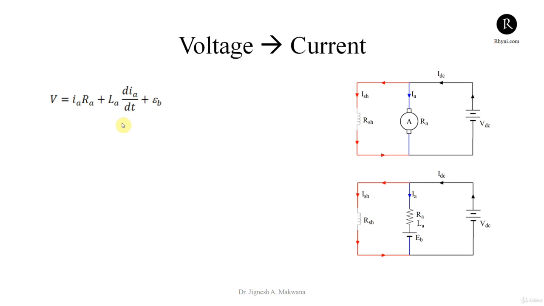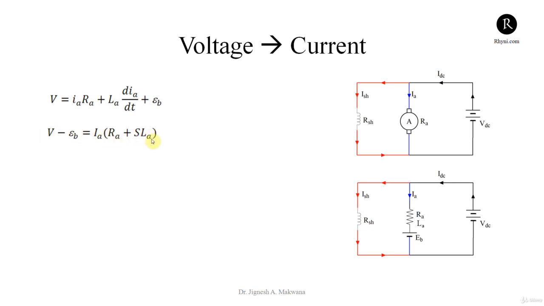From the KVL we can say supply voltage is equal to IA into RA, the voltage drop across resistance, then the voltage drop LA into dIA by dt, plus this back EMF. So if we rewrite the equation in this form, V minus EB, this is the voltage difference that will appear across the winding, and if we apply the Laplace transformation, then we can write IA is common, RA plus S into LA.